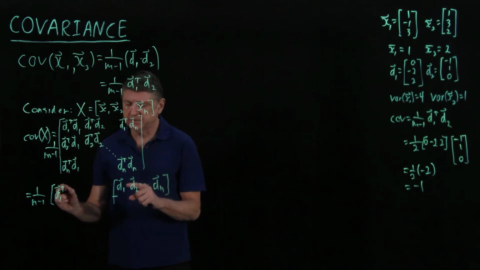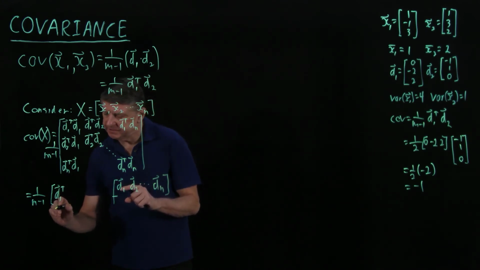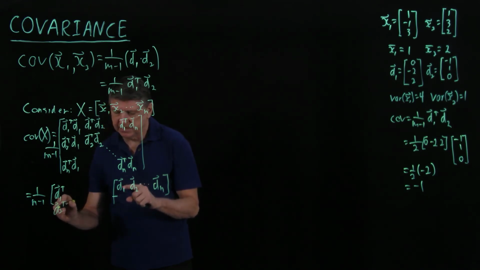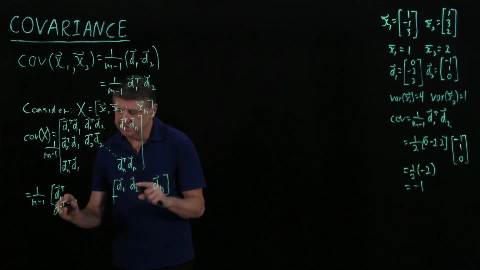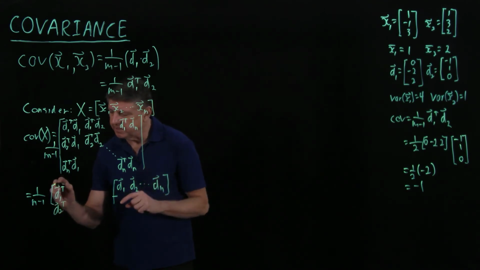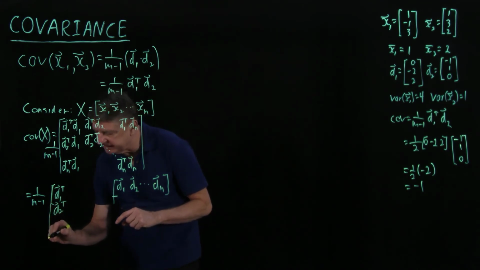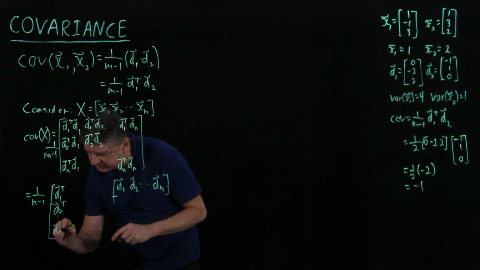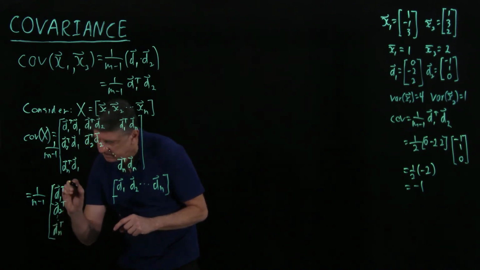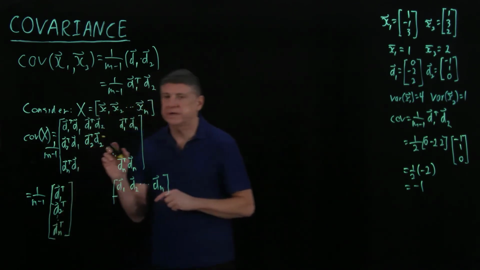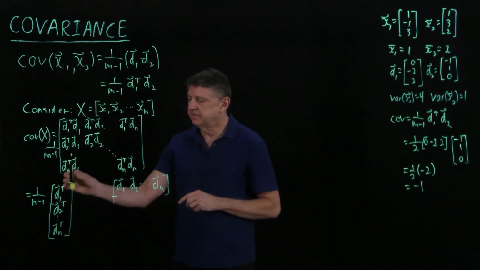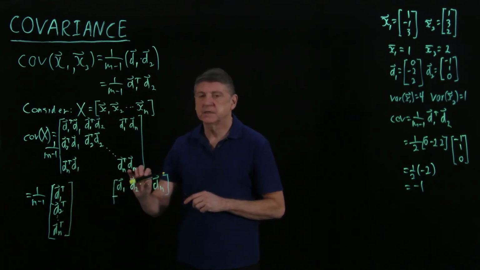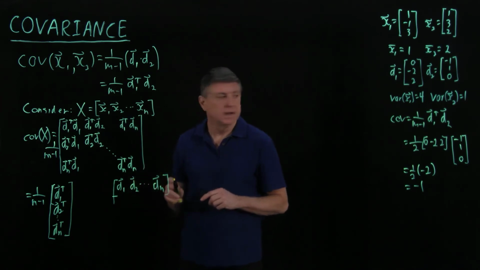How do I compute the second row? Well, that would be entry 2, 1: that is D2 transpose times D1, D2 transpose times D2, and so on. And so our pattern is that this covariance is a product of this matrix times this matrix.